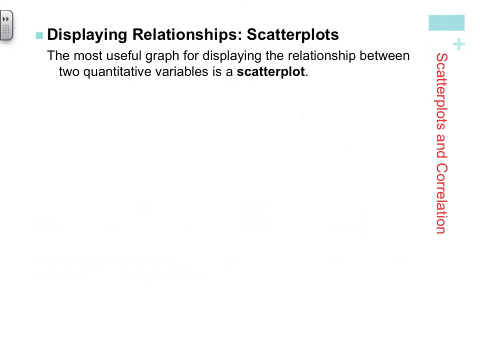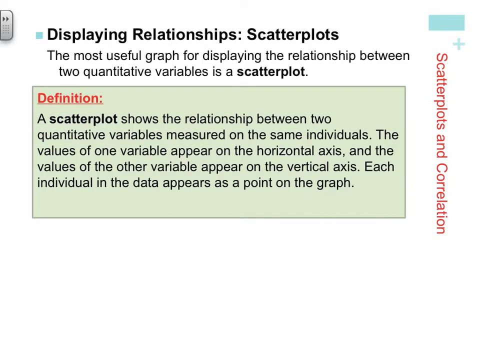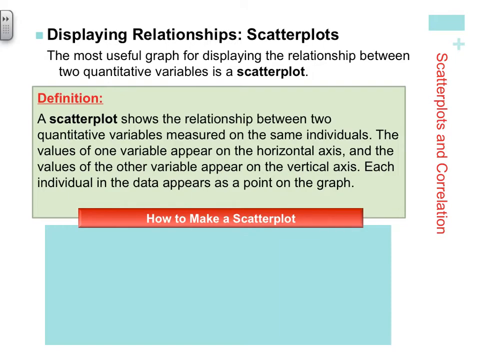Okay. So we're getting our way into scatterplots here. Okay, so the most useful graph for displaying the relationship between two quantitative variables is a scatterplot. Scatterplot you guys have seen before, okay? It shows the relationship between two quantitative variables measured on the same individuals. The values of one variable appear on the horizontal axis, and the values of the other variable appear on the vertical axis. Each individual in the data appears as a point on the graph, okay? These are done no differently than you have ever done them before.